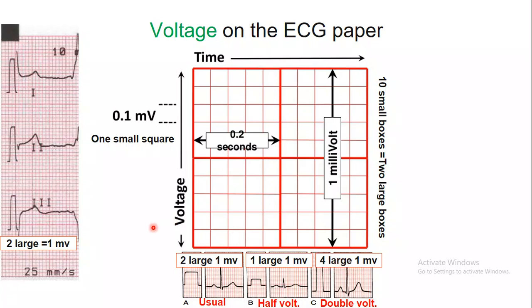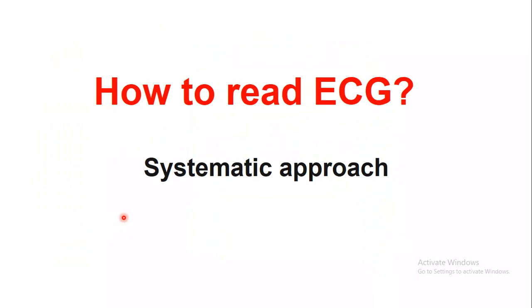So it is important before reading the ECG findings to look at the speed. The usual one is 25 millimeters per second, and the voltage calibration, each 1 millivolt equals 2 large squares, and this is the usual calibration. Moving to the second part of our lecture, which is how to read an ECG in a systematic approach.